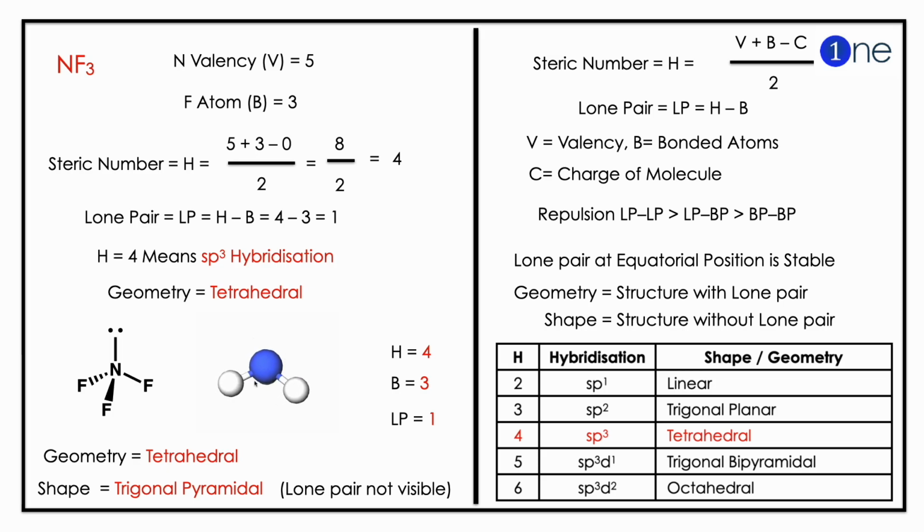To find the shape, you should know the lone pair. Lone pair is H minus B, which is 4 minus 3 equals 1. So sp3 hybridization with one lone pair. So 3 fluorine occupy the corners and the lone pair also occupies a corner. The lone pair is not visible because of its small size. So the geometry of NF3 is tetrahedral and the shape is trigonal pyramidal.